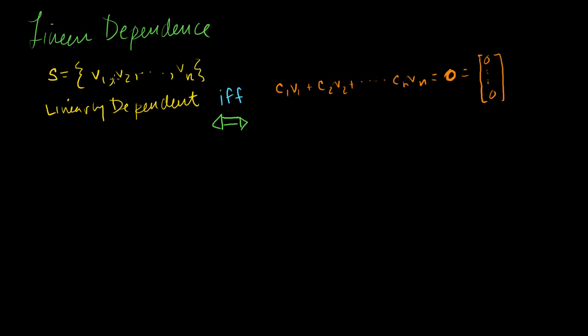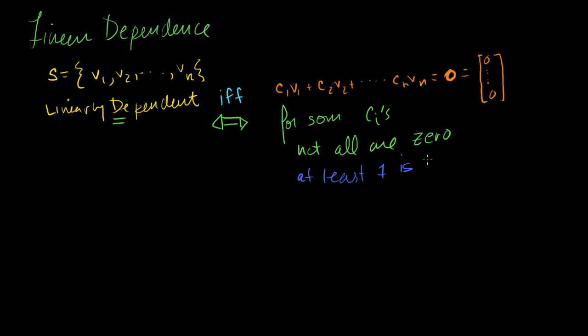So my set of vectors is linearly dependent. Remember, I'm saying dependent, not independent, if and only if I can satisfy this equation for some ci's where not all of them are equal to 0. And this is key, not all are 0. Or you could say it the other way, you could say at least one is non-zero.